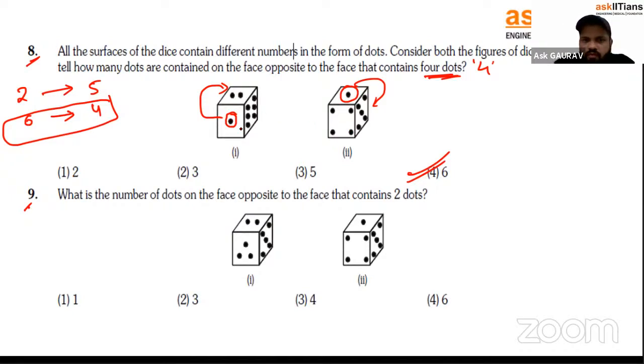Is that clear or not? See, just see the common. One is common here. The clockwise of 1 is 2. So 2 will be opposite to 5 here. Therefore, 6 will be opposite to 4.